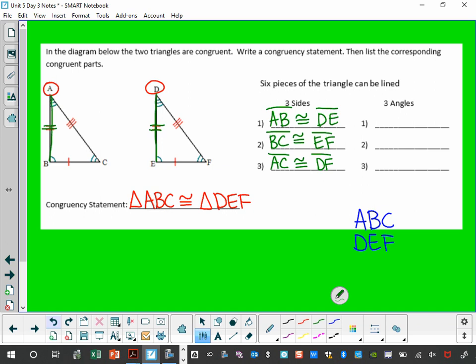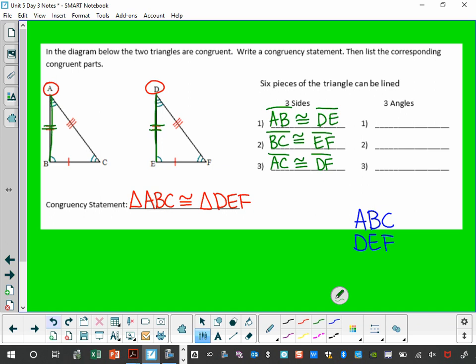What if we just looked at our statement here? What if I asked you what BA was congruent to? What would you say? BA? Oh, would be ED. What about CA? FD. You see how those always match up? It matches up for your sides and for your angles.